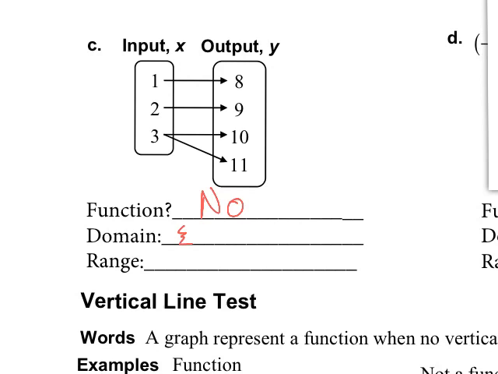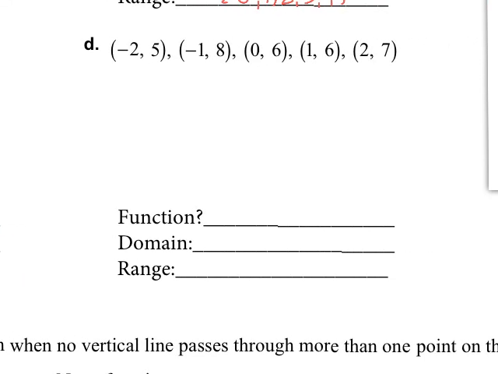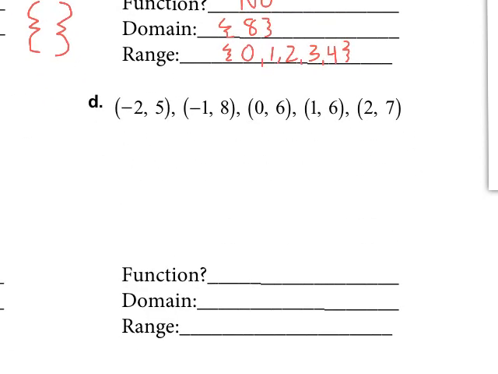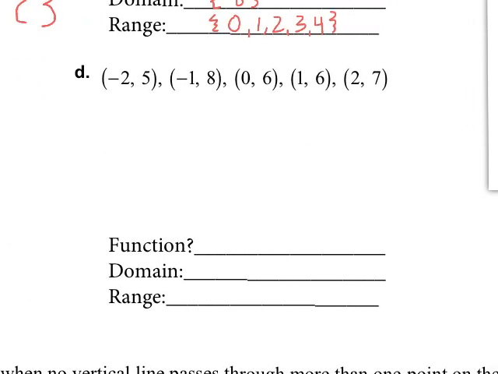Domain is 1, 2, and 3. Range is 8, 9, 10, and 11. Okay, so that's the mapping that we were talking about on the front page. Then we go to, so the first 2 were tables, right? C was a mapping. D is a set of ordered pairs. Okay, so is this one a function?